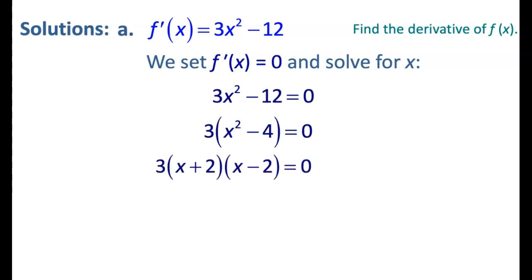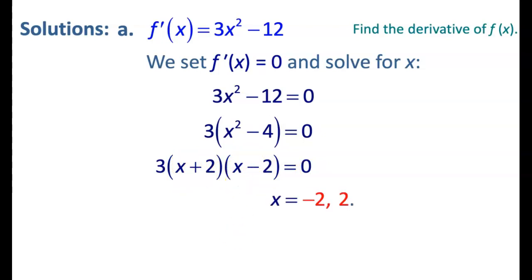Take a 3 out. Ooh, we get to factor. Difference of two squares, my favorite. All right, so think about where this expression can equal 0, right? It's the product of these two binomials times 3. The only way that can equal 0 is if that guy equals 0 or that guy equals 0, right?